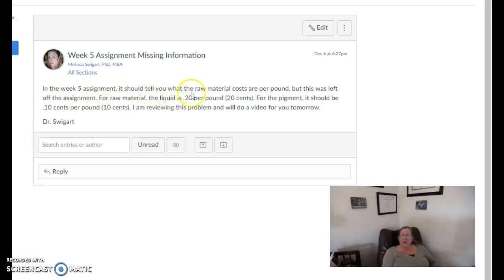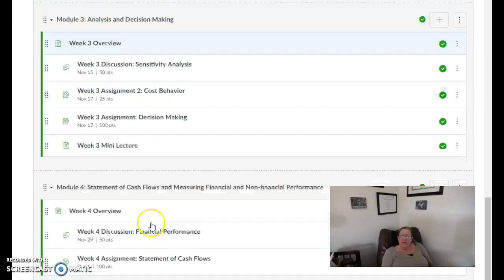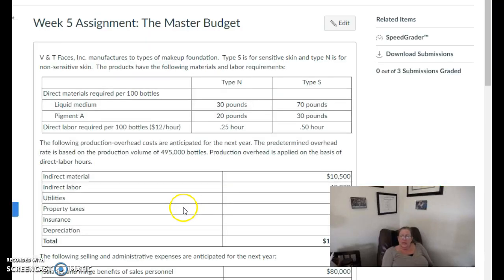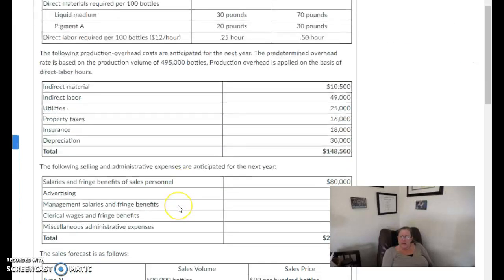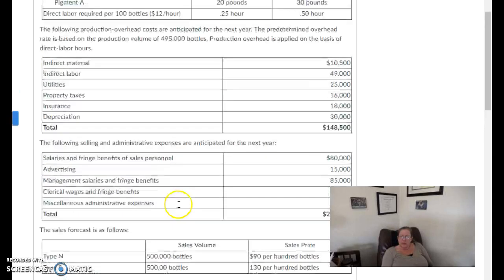In the week 5 assignment, it should tell you what the raw material costs are per pound. This was left off the assignment accidentally. So for raw material, the liquid is 20 cents per pound. And for the pigment, it should be 10 cents per pound. And also in the assignment, there is a typo where it says 500,000 and it's missing a 0, but I think everybody is aware of that now, and we will be getting that corrected. So right there, it should be 500,000 bottles, okay?